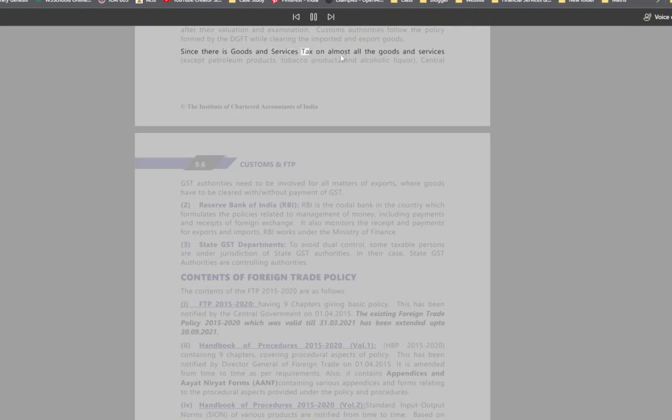Since there is goods and services tax on almost all the goods and services, except petroleum products, tobacco products, and alcoholic liquor, Central GST authorities need to be involved for all matters of exports, where goods have to be cleared with/without payment of GST.